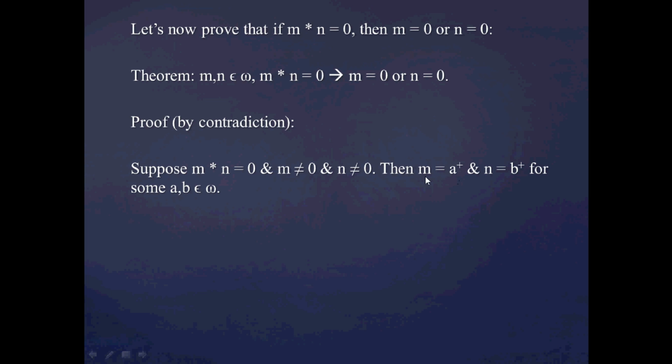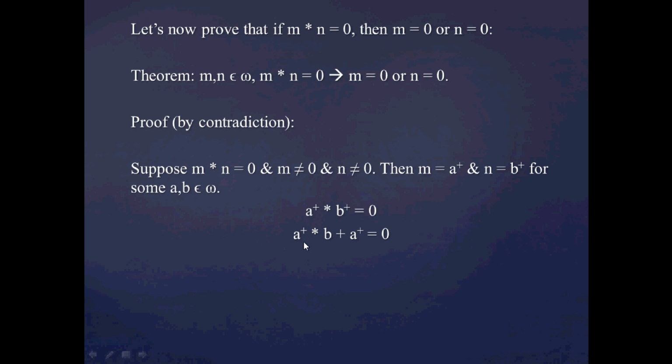Let's call it a plus. So m is going to be equal to a plus, and same thing for n. If n is not 0, I can write that as b plus for some a and b in the natural numbers. So now I'm just going to do the computation. If m times n is equal to 0, then a plus times b plus should be equal to 0.